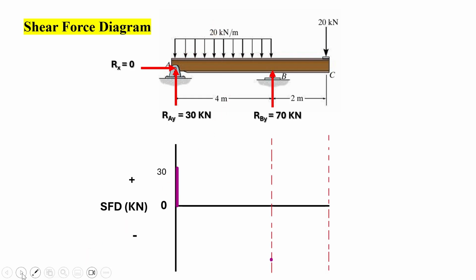So it is very easy. The important step is that this 30 minus y minus, because it is directing downward, minus 20 into 4, the area of this UDL. So it will yield a minus 50. So I am mentioning the point minus 50 downward.